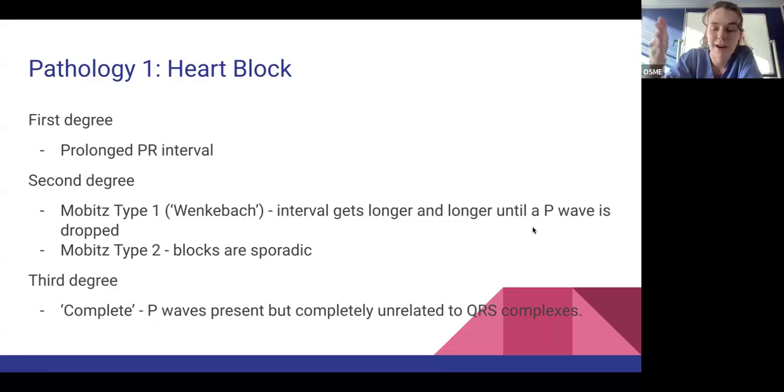So you'll see that irregularly irregular, sorry, I've got that wrong, that regularly irregular pattern. So it gets longer and longer and longer, and then you see a missing P wave, and that's the Wenckebach phenomenon. With Mobitz type 2, the blocks are just all over the place. It might be 2 and then a drop, or 3 and then a drop, or 4 and then a drop. And with third degree, it's a complete heart block. So the P waves are present, but they're completely random, not associated with QRS complexes. So the atria and the ventricles are just doing their own thing.